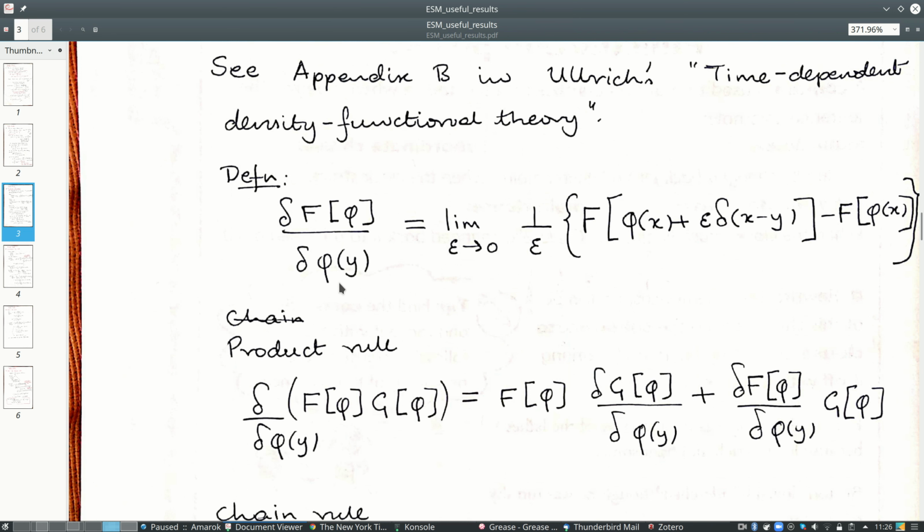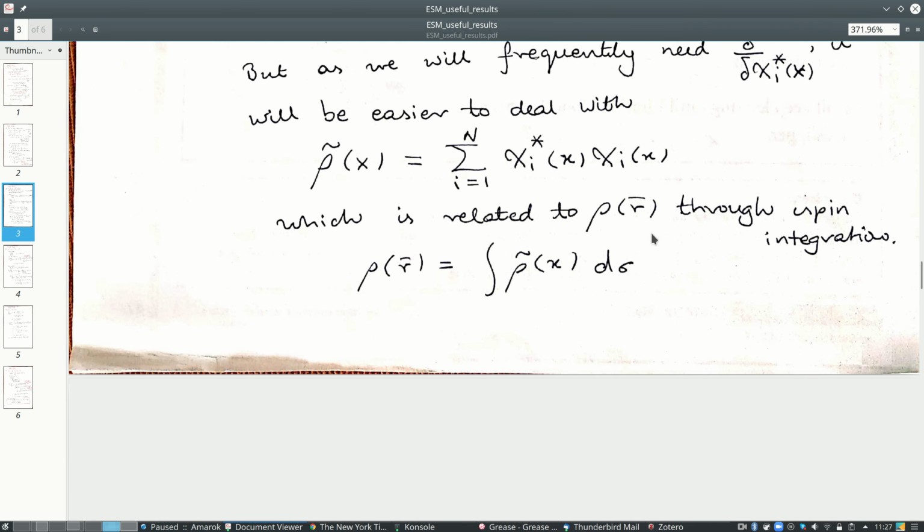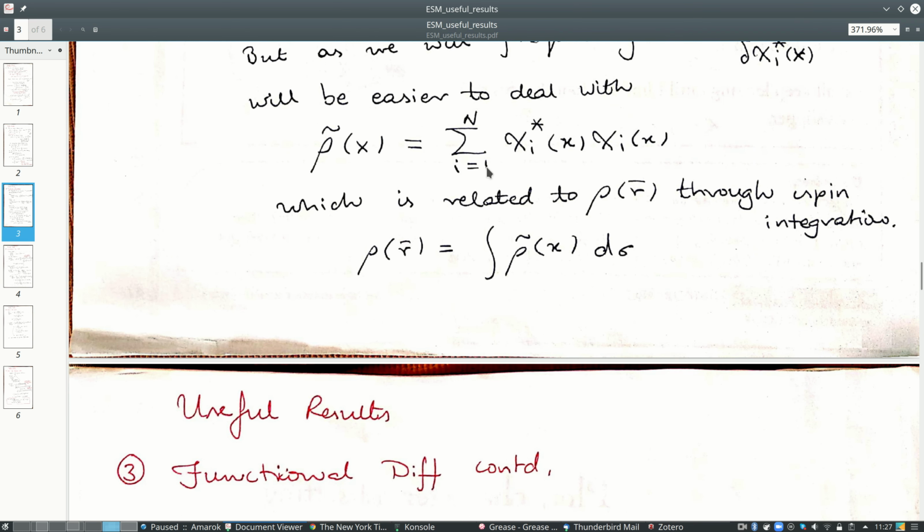Right? We need to find out where this function we are differentiating with respect to, so phi. We need to find out where phi is and add this epsilon times this delta function to phi, and then evaluate the functional with this kind of modified function in it. Now here, rho tilde is a functional of all of these chi i's.